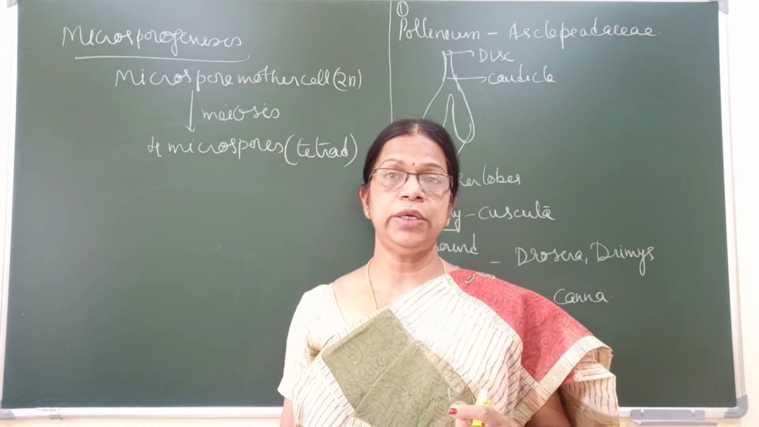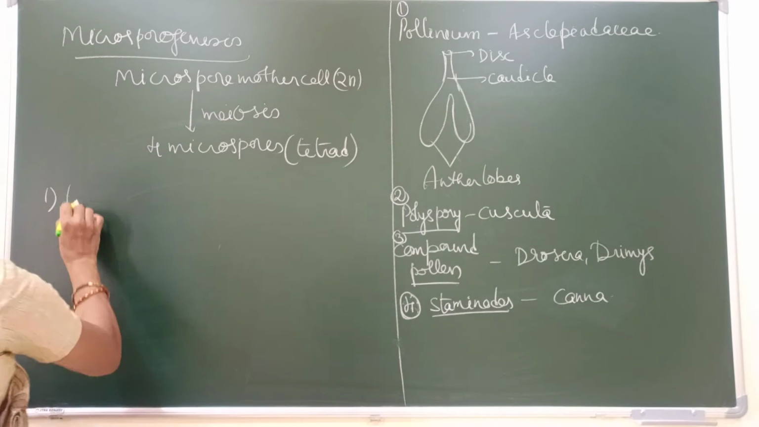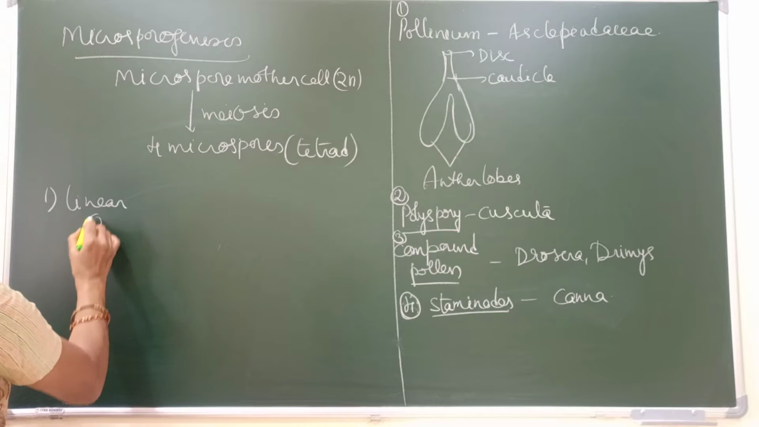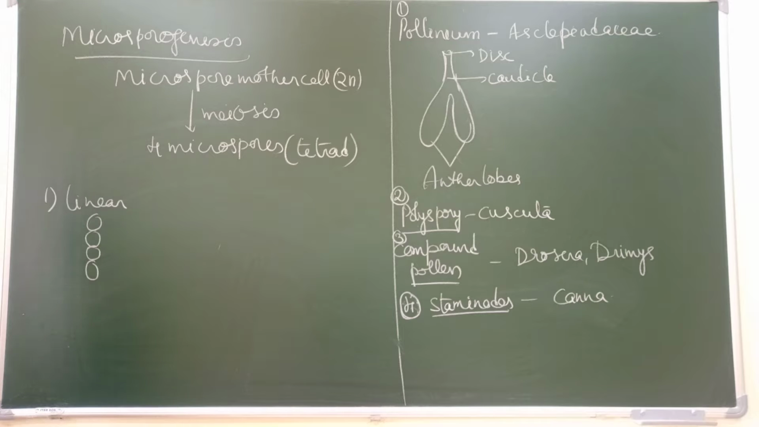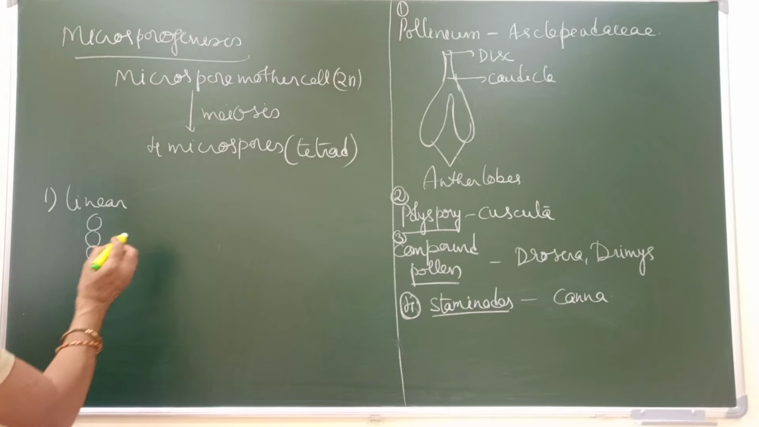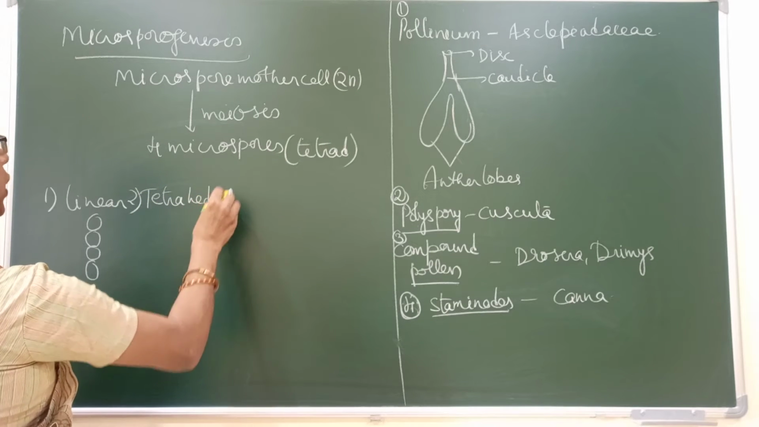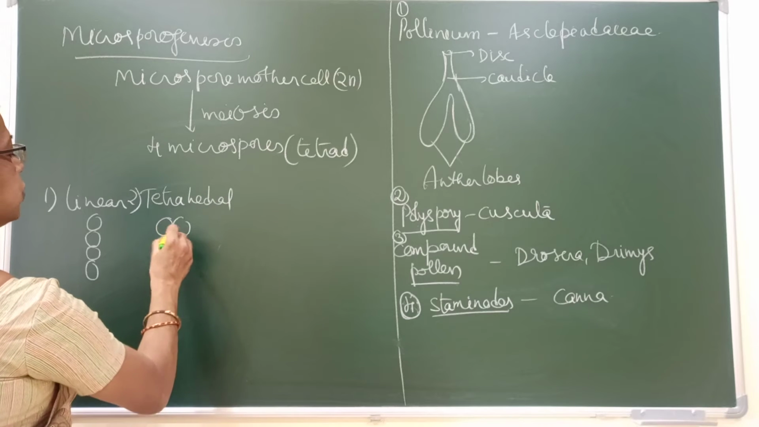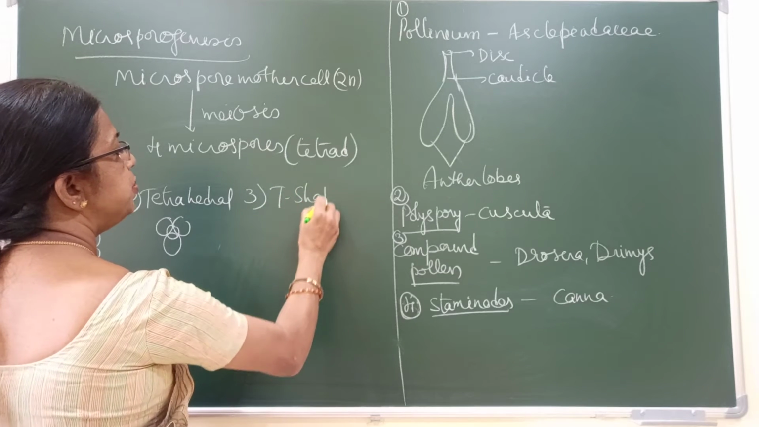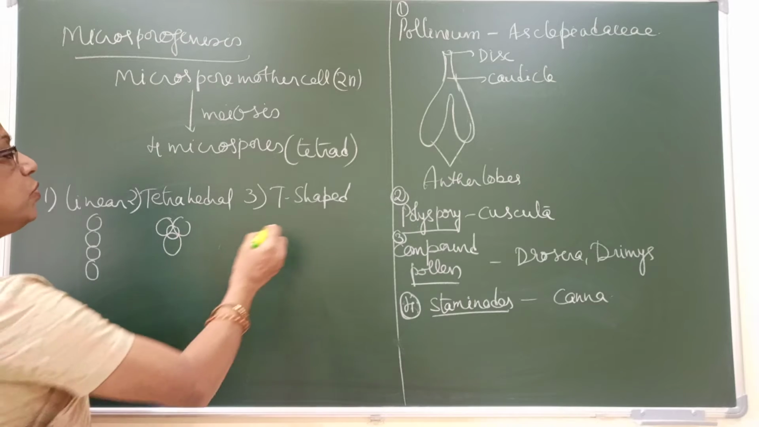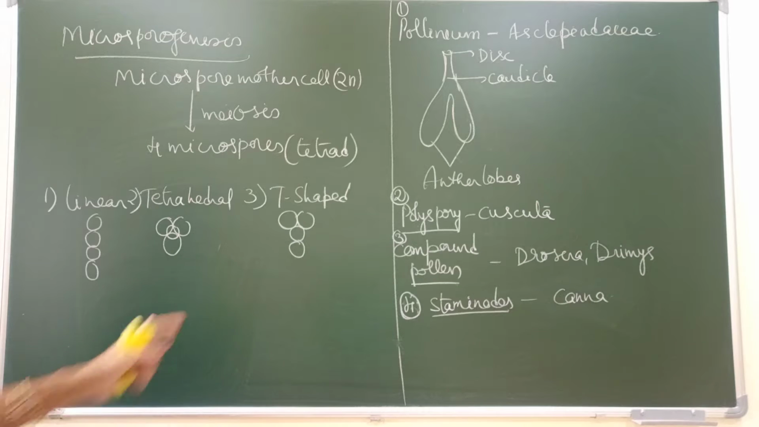And this microspore tetrad shows different types of arrangements. The first type is called a linear arrangement, where microspores are arranged one below the other. The second type, which is most common, is called a tetrahedral arrangement. Then the third type is called T-shaped arrangement. The 4 microspores will be arranged in this manner, T-shape.